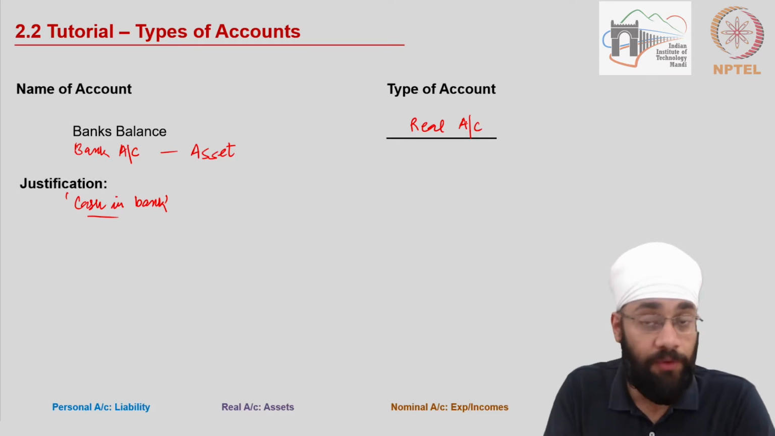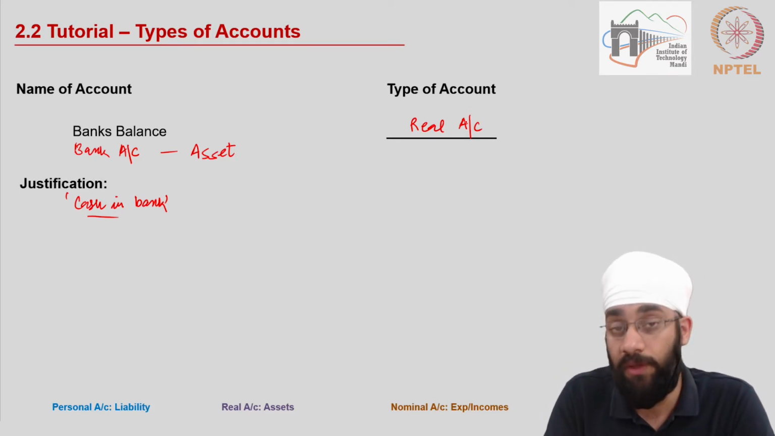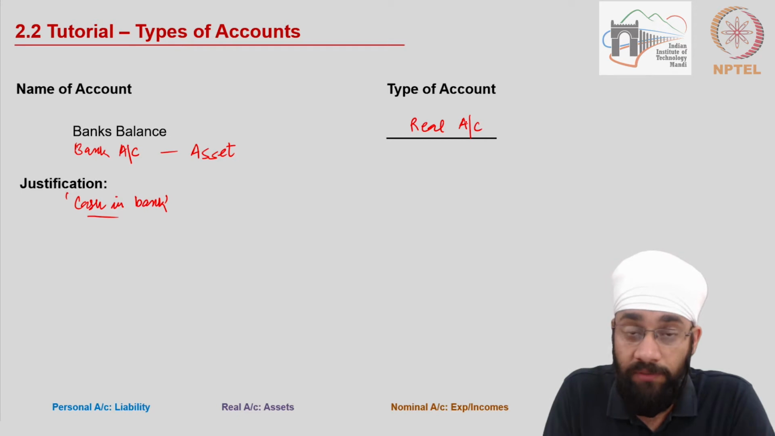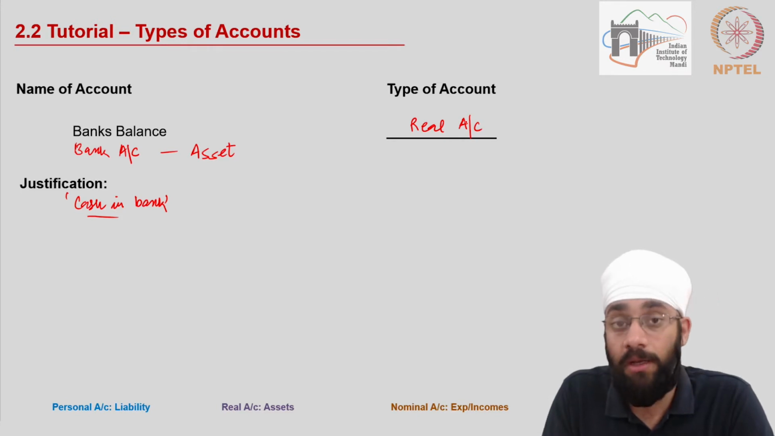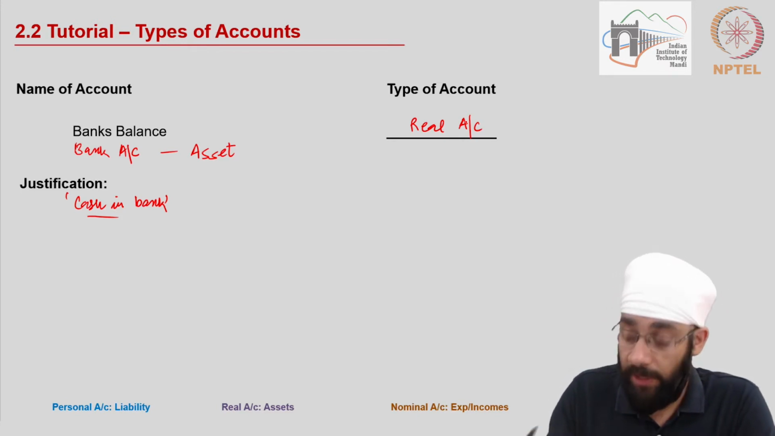Okay, so in this tutorial, this is what we're going to do. We are going to look at about 20-25 items, accounts, and we are going to identify whether they are real account, personal account, or nominal account. Let's move forward.